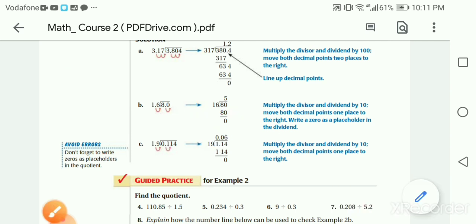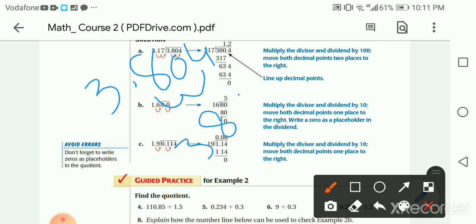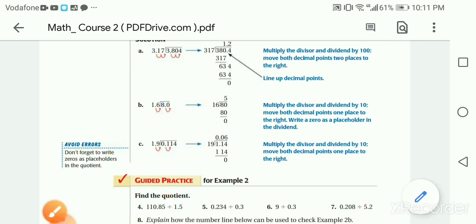And 3.804, what will it be? It will move 2 decimal places, so it will be 380.4. Right. So this will be the answer: 380.4 divided by 317. Then do your division, the long division. Let's do it. Okay, we can move to the other one now.